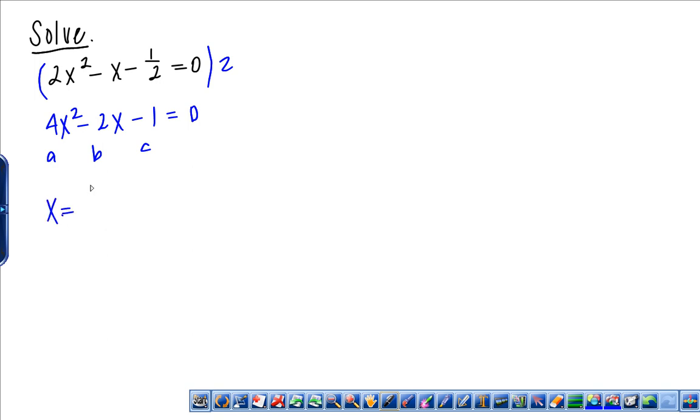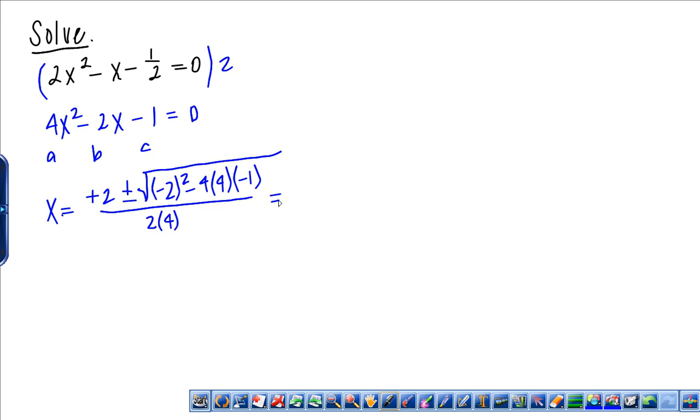So remember, this is x equals negative b, so this would become a positive 2 plus or minus the square root of, oh, I wrote that, negative 2 squared minus 4 times 4 times negative 1, and that's all over 2 times a. And I'm not using my calculator, so let's simplify. So this is going to be 2 plus or minus, go ahead and say this is going to be the square root of 20, over 8. And let's just keep going.